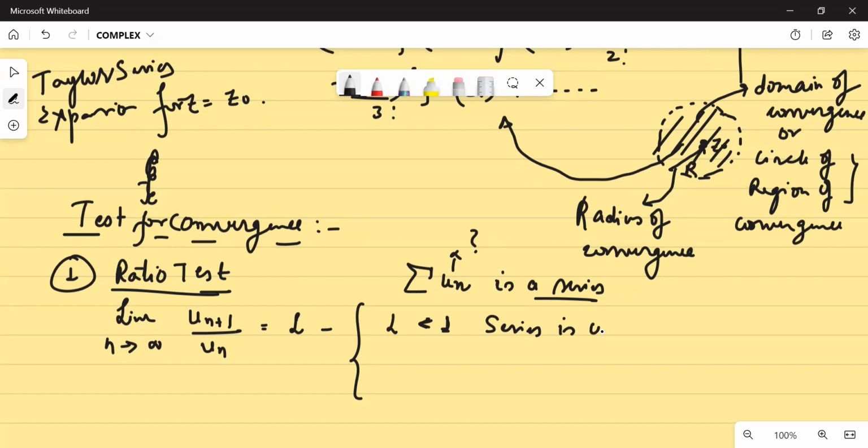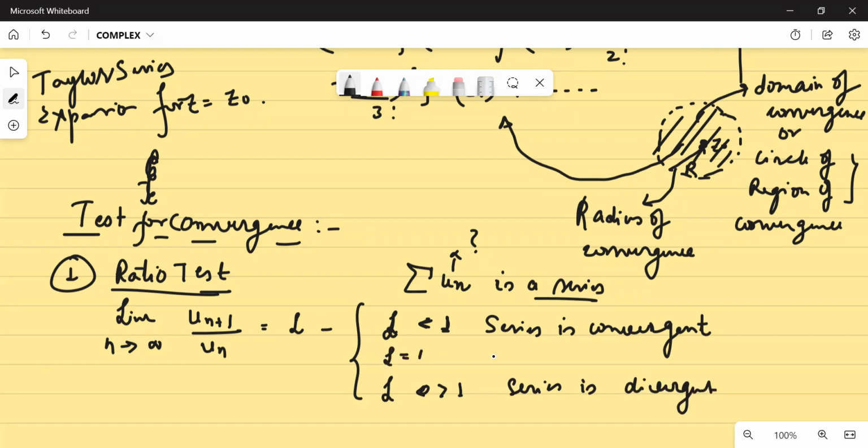I'm writing a few things which are on the series side, because series is also an important topic in your NET syllabus, and otherwise also. L greater than 1, series is divergent. And L equal to 1, you will not be able to give any sort of conclusion, so I'm writing inconclusive. If L comes to be equal to 1, you don't know whether your series is convergent or divergent. You would need some other things to make some sort of conclusion regarding this.